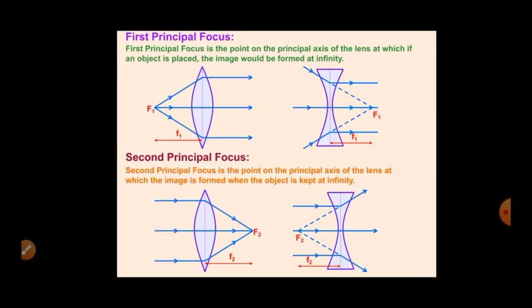Sorry students. So in that two foci, you can see one focus is obtained on the right side and one is on the left side. Generally we are using the second principal focus while we are discussing anything. Now next one, let's see the thin lens formula.